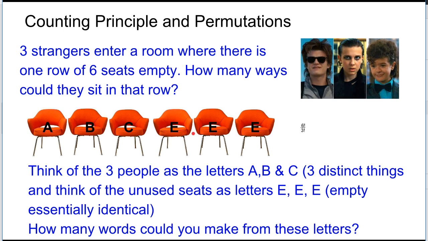Okay, so hopefully you did that, and if you did, hopefully you got 6 factorial because there are 6 things, and we divided by 3 factorial because the E's are identical, and we found out there are 120 ways that people could sit like this.